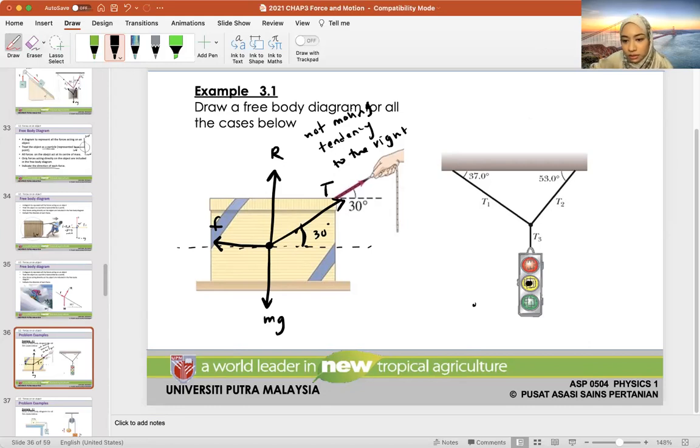So this is my center of mass. What is the forces acting on this traffic light yang tergantung ni? So this is slightly harder lah. mg downwards. Do we have friction? No. Contact. Do we have reaction force? No. Do we have tension on this traffic light? Yes. Which direction is that?